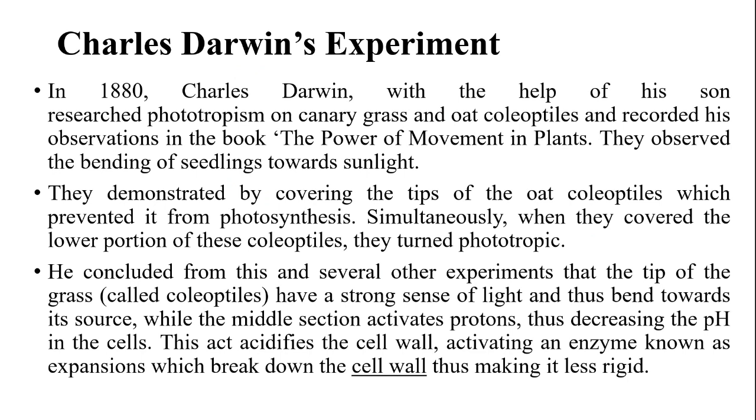He concluded from this and several other experiments that the tip of the grass, which is known as coleoptile, has a strong sense of light and thus bends towards the source, while the middle section activates protons, decreasing the pH of the cell. This acidifies the cell wall, activating the enzyme known as expansin, which breaks the cell wall, thus making it less rigid or flexible. So they bend towards the light source.